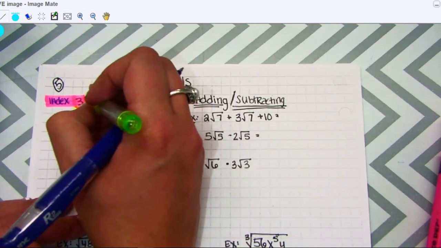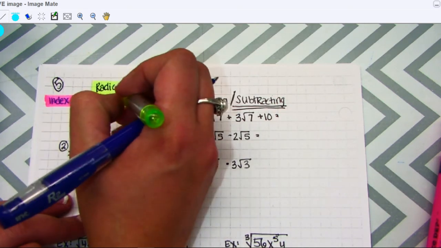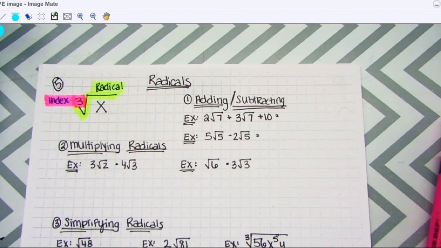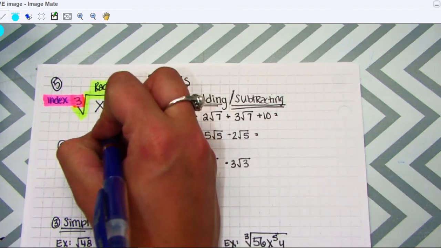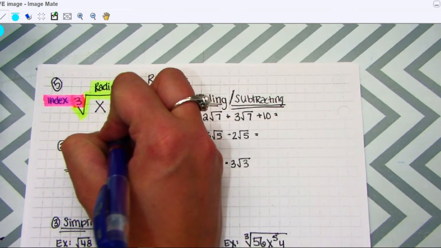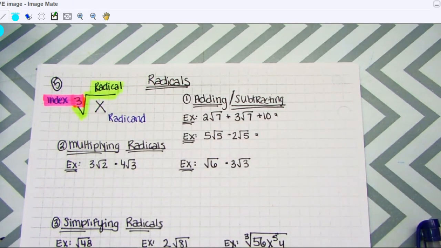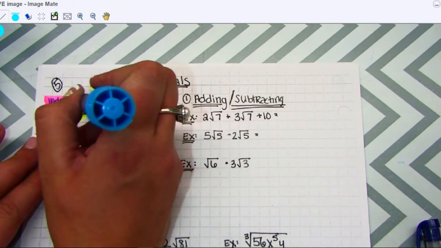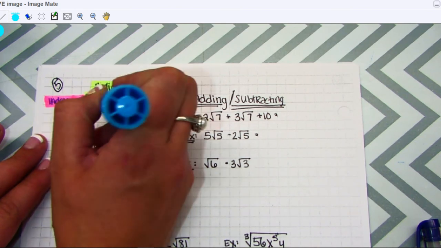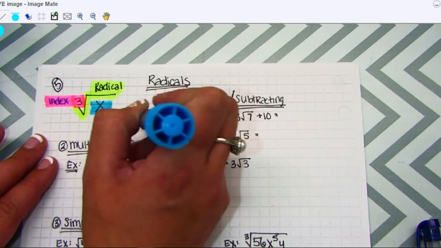What do we call the information and the terms underneath the radical? This one we don't use as much. This is called a radicand. So all the terms underneath the square root are called a radicand.